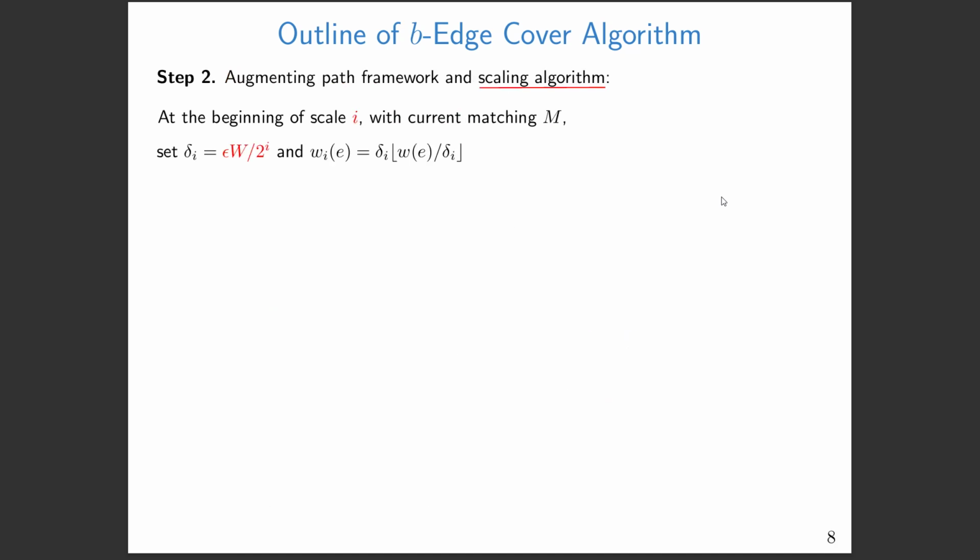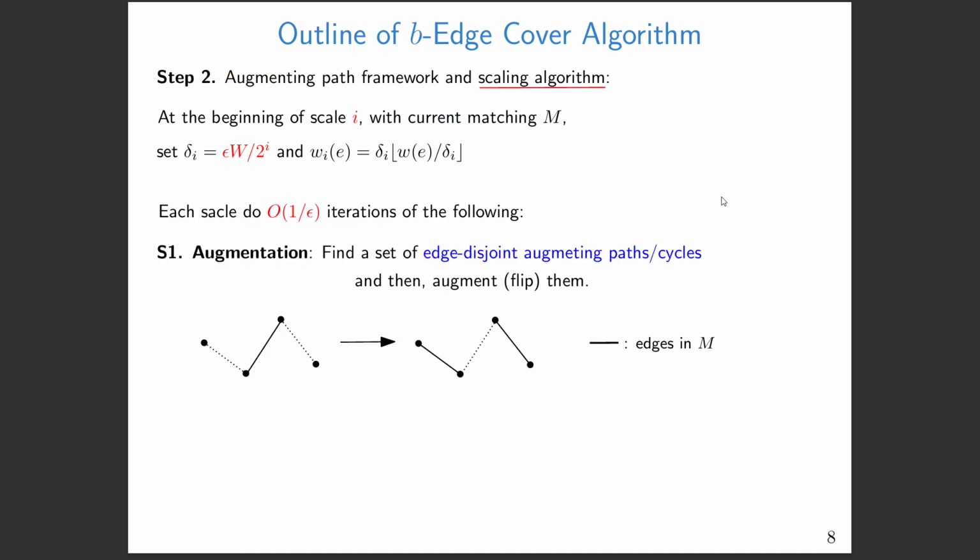So in this manner, the scaling algorithm works as follows. We are going to run 1 over epsilon iterations. In each iteration, we do the following. First, we find a set of edge-disjoint augmenting paths and cycles, as many as possible, and then we flip them to increase the size of the matching set M. And then we change the dual variables accordingly to maintain the approximate slackness condition.